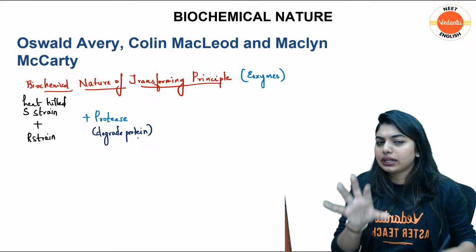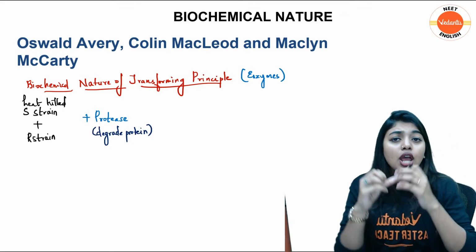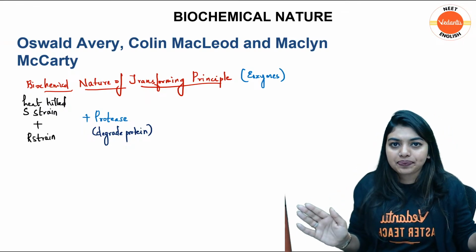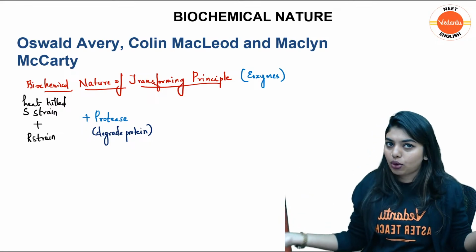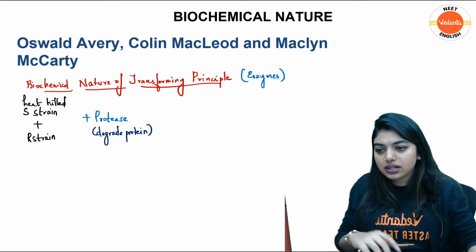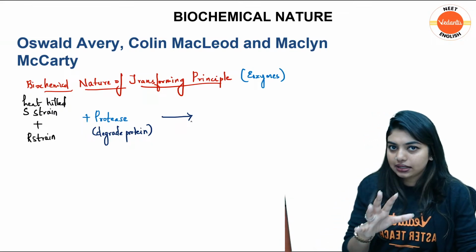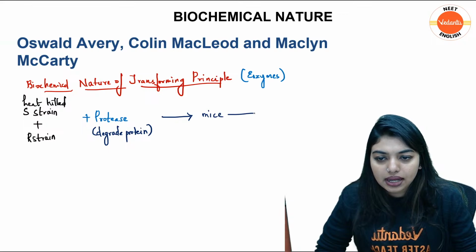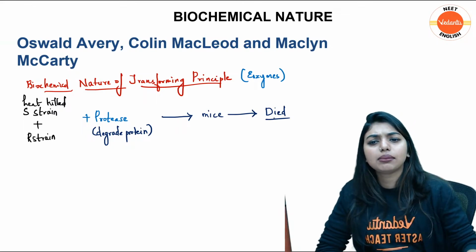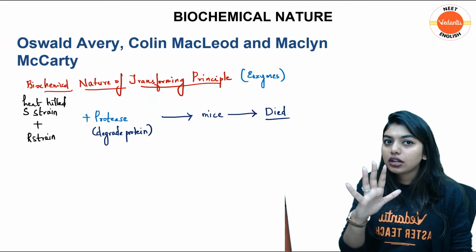Now, imagine in this combination of heat killed S strain and R strain, protein was the one that got transformed. Then the moment we remove the protein with the help of protease, problem sorted, right? We would understand who is the transforming principle. So they did the experiment. Protein got degraded. Still, they injected this combination into the mice, and the mice died. How did the mice die? If protein was the genetic material, then the mice should have lived. But here, a twist happened, right?